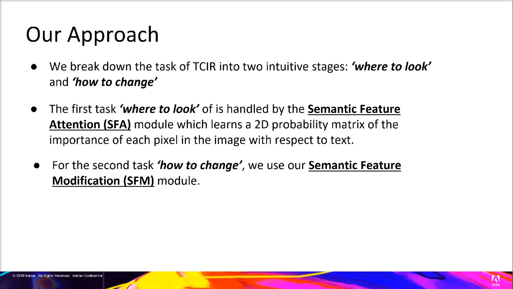Now, coming to our approach, we break down the task of TCIR into two intuitive stages. First is where to look, and second is how to change. The first task of where to look is handled by the semantic feature attention module, and the second task of how to change we use our semantic feature modification module.